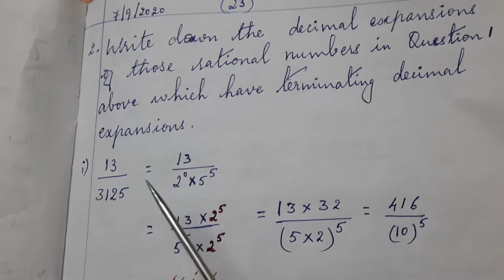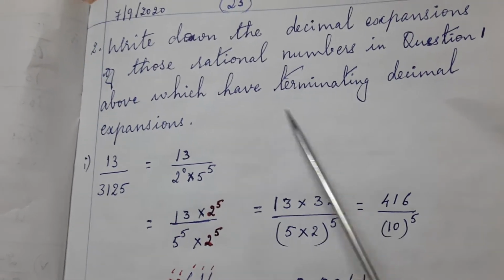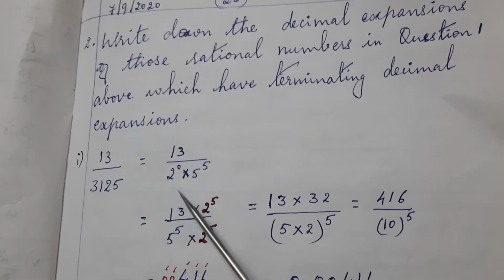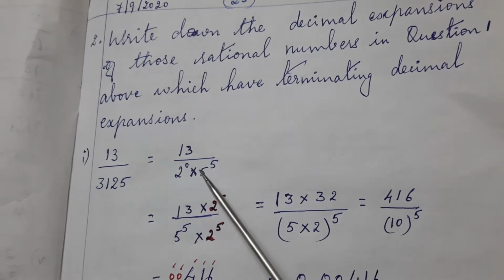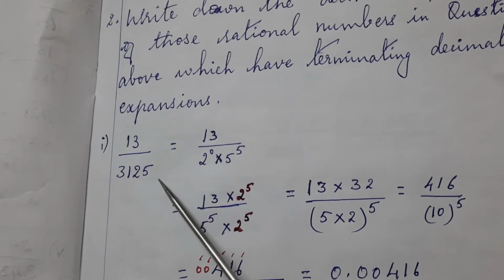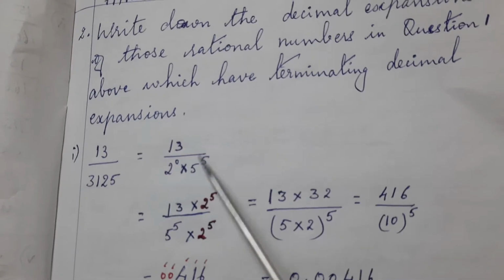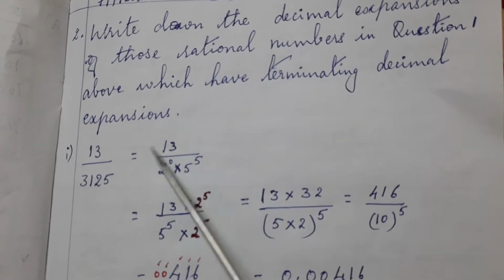So I have written, if it is given in the exam, you have to find out the factors, then you have to find out this. Since we have already done the factors, I am not doing them again, I am just writing straight away. The first number is 13 by 3125. That is 13 by 2 power 0 into 5 power 5. I told you 2 power 0 is 1, that's why I have written it like this.